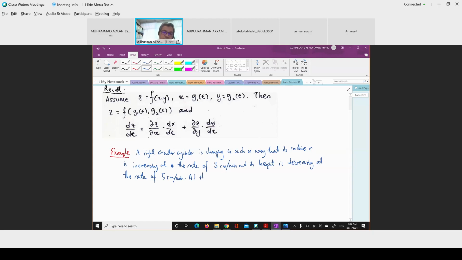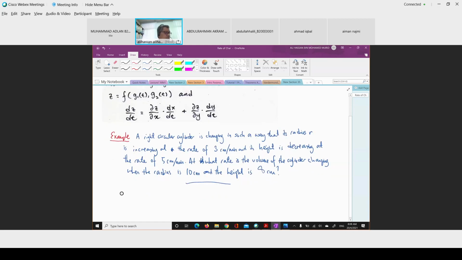The question is, at what rate is the volume of the cylinder changing when the radius is 10 centimeter and the height is 8 centimeter.